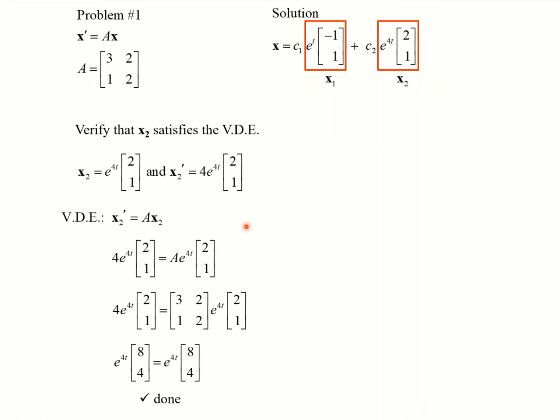But now I'm going to go back up here where the red circle is and look at that equation. Both sides have an e to the 4t, and that e to the 4t can never be 0. So I'm going to divide both sides of that equation by e to the 4t. And look what I end up getting. I end up getting 4 times vector 2, 1 equals A times vector 2, 1. Does that remind you of anything?